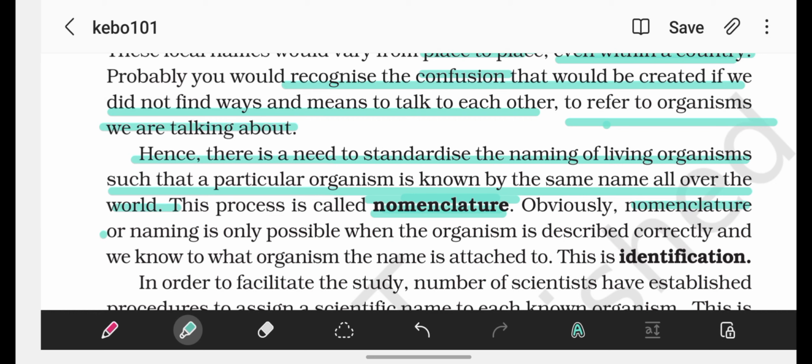Obviously, nomenclature or naming is only possible when the organism is described correctly and we know what organism the name is attached to.